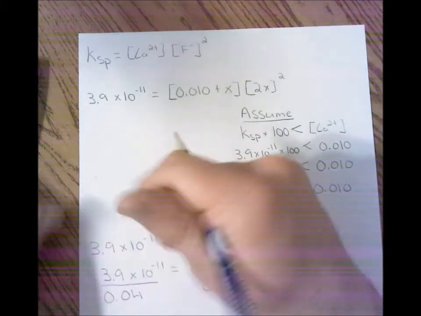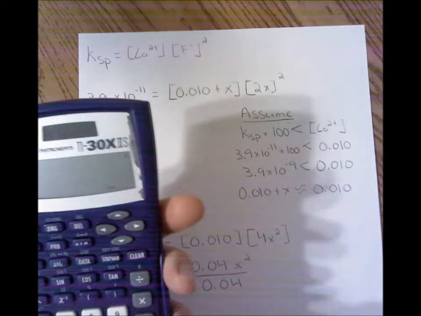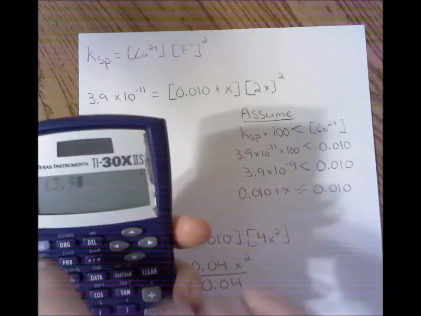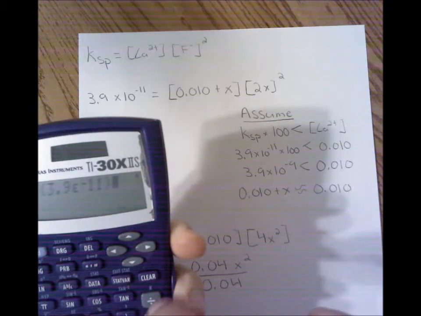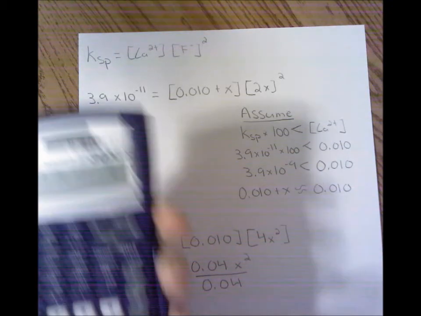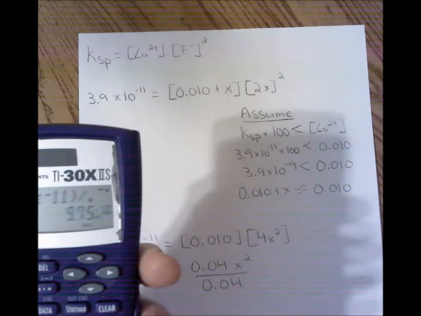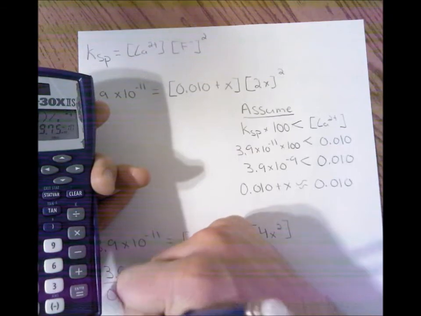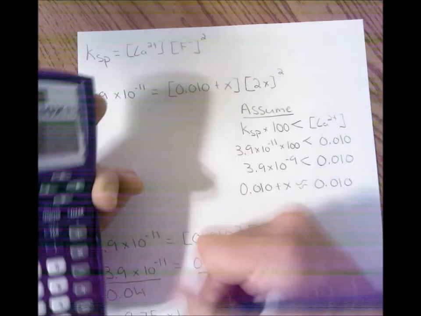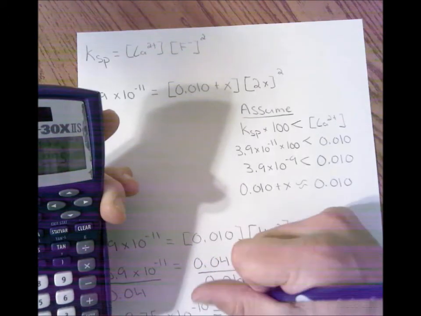So in my calculator, what I do is this. I take 3.9 times 10 to the negative 11th divided by 0.04, and I obtain a value of 9.75 times 10 to the negative 10th. And this is set equal to x squared.